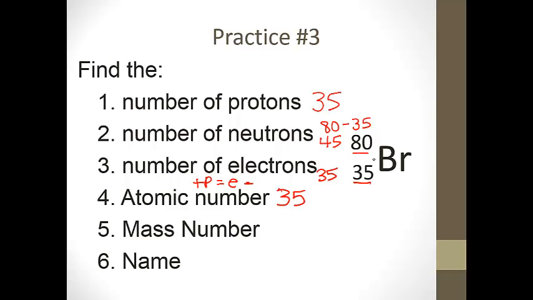The mass number is the top number that it gives us. The way they drew our symbol, that's what the 80 represents. And then Br, you could either search through the periodic table for the symbol Br or find number 35, and it is bromine.